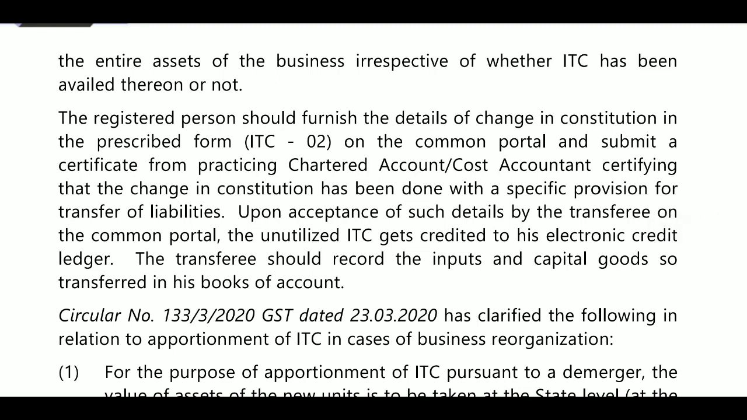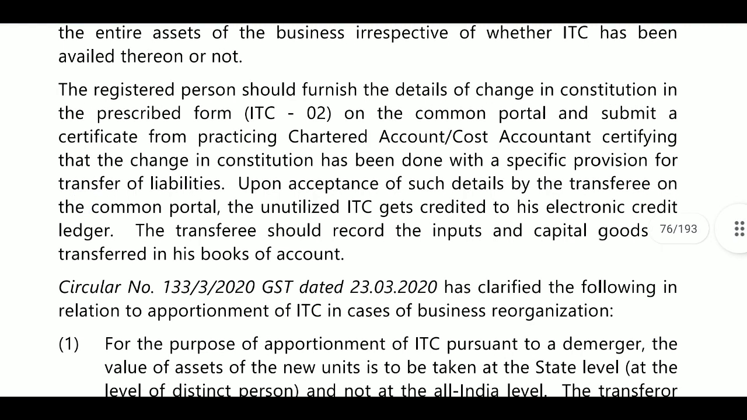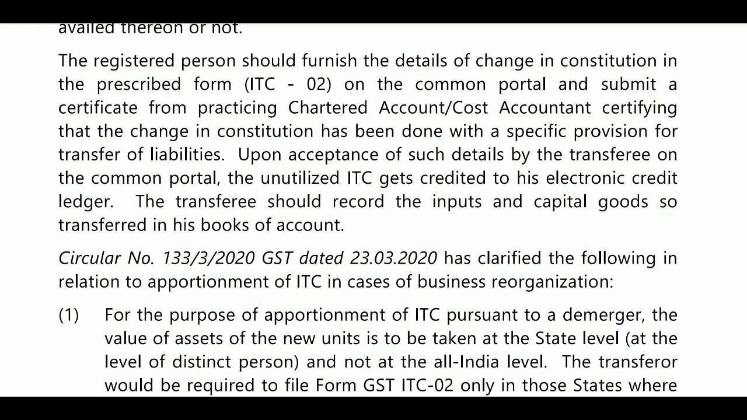Next, upon acceptance of such details by the transferor on the common portal, the unutilized ITC is credited to his electronic credit ledger. If any unutilized ITC exists, that amount will be credited to the electronic credit ledger of the resulting firm or the new firm. That is the case here.